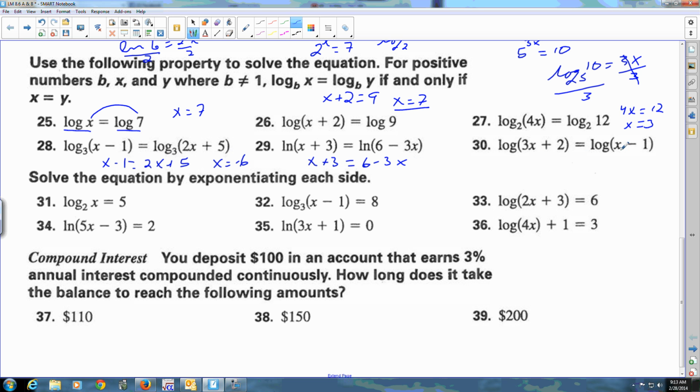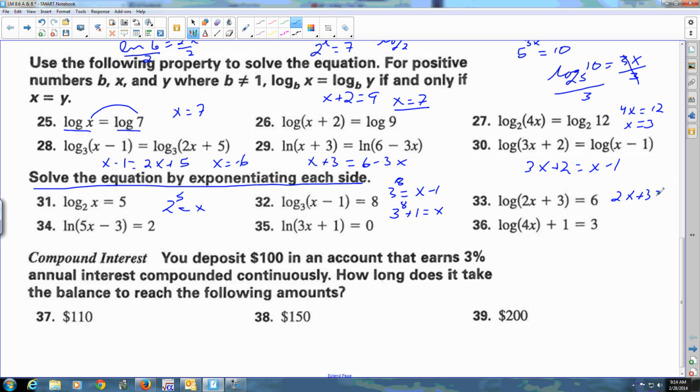In the interest of time, I'm just going to say this is the setup. You guys can handle the algebra from there. Solve this, and you got it. This says solve by exponentiating each side. It's just a fancy way of saying translate it, you guys. 2 to the 5th is x. 3 to the 8th is equal to x minus 1. Add the 1. And you're done.